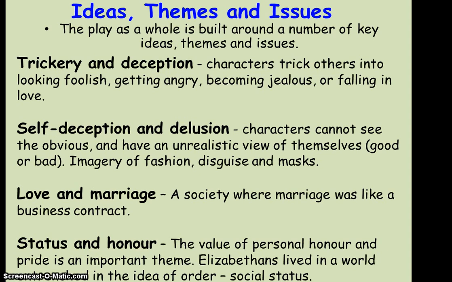Love and marriage. Again, this is a society where marriage was like a business contract. However, Shakespeare has purposely tried to put across that Claudio's intentions for marrying are for love. However, when Hero is accused of sleeping with someone before marriage, the first thing he talks about is his honour and how it has been put into question by marrying her. So although it is essentially about the love between them, honour in this sort of business contract is quite significant. Status and honour, again, that's linking into what I've just been saying.